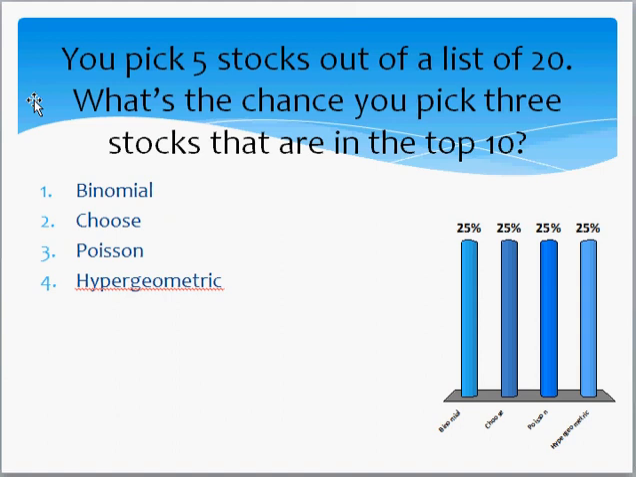Okay, and lastly, we pick 5 stocks out of a list of 20. What's the chance you pick 3 stocks that are in the top 10? This is a series of yes or no questions. Is the stock you chose in the top 10? So we are choosing 3. We're choosing 5, hoping 3 work. We've got 20 available with 10 possible yeses. This is a hypergeometric question.